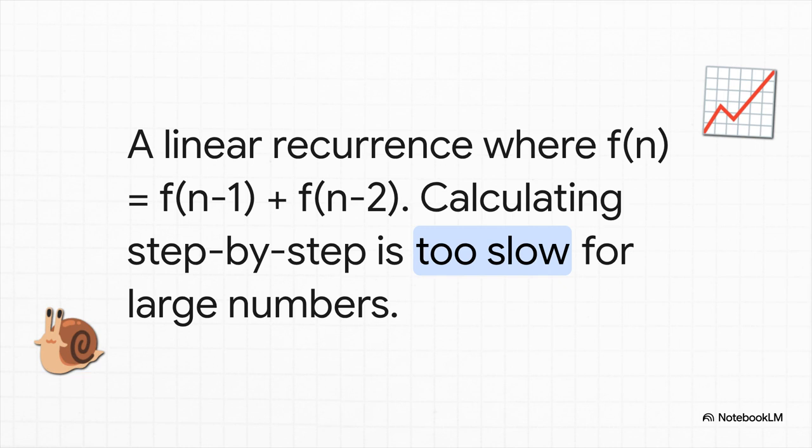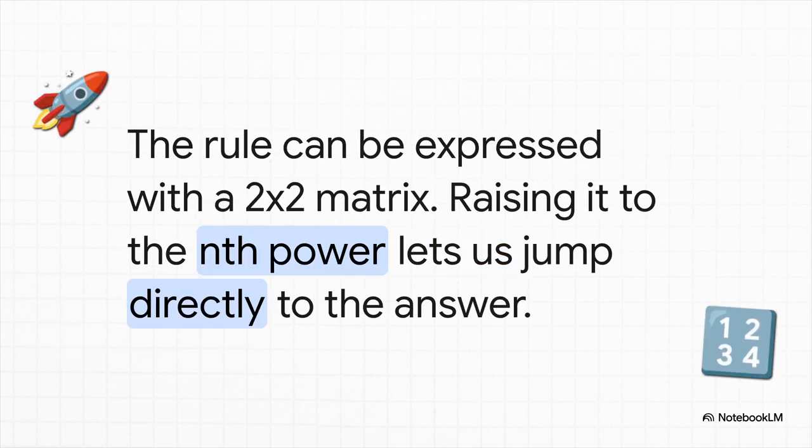We need a shortcut. And here it is. This is the solution, and it is brilliant. We can actually encode that Fibonacci rule into one simple 2x2 matrix. This matrix literally represents the transformation that takes one pair of Fibonacci numbers and spits out the very next pair.